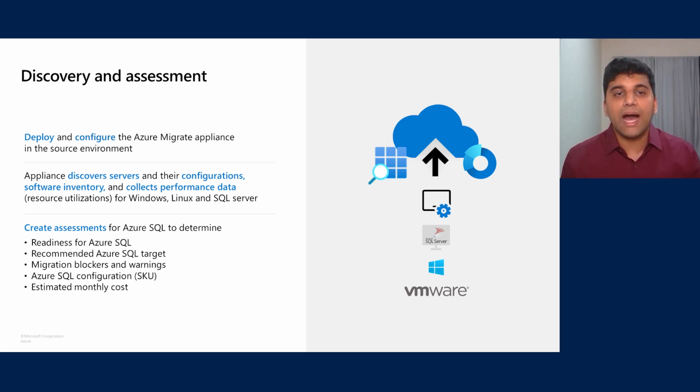Now, before I get into the demo, I'll walk you through the process of discovering and assessing SQL Server instances and databases running in your VMware environment, so that you can plan their migration to Azure, leveraging Azure Migrate's discovery and assessment capabilities. We will start off by creating a project and deploying the Azure Migrate appliance in the on-premises data center. Once the appliance is up and running, it will start discovering assets running in your on-premises data center by collecting configuration and performance data of your Windows and Linux servers. Additionally, it will also discover software inventory, SQL Server instances and databases, and dependency information. This information would help us create assessments before we are ready to migrate.